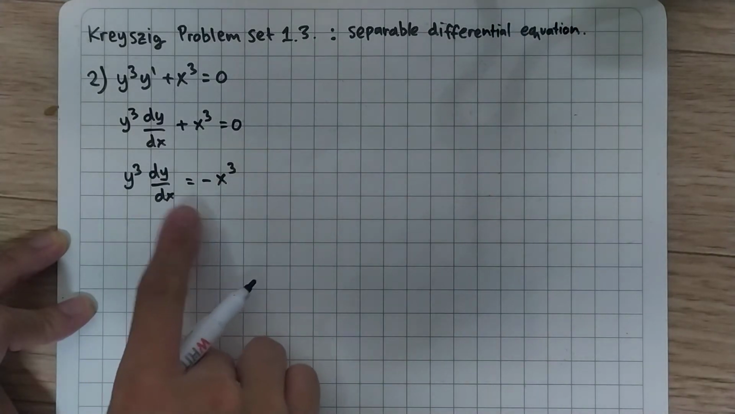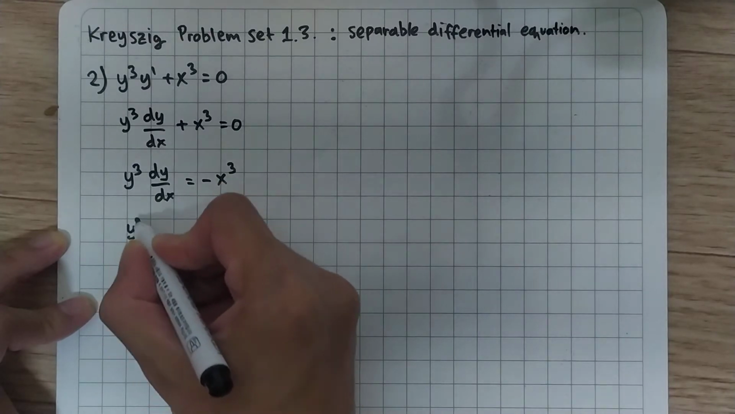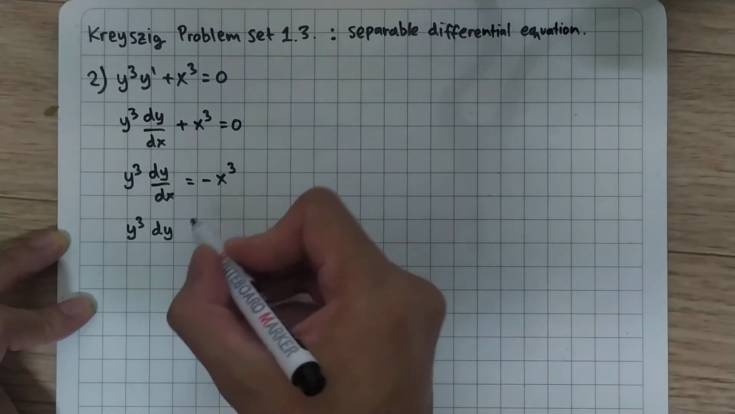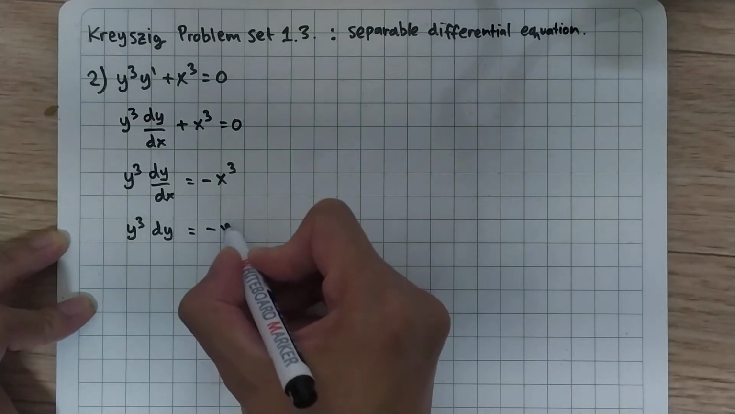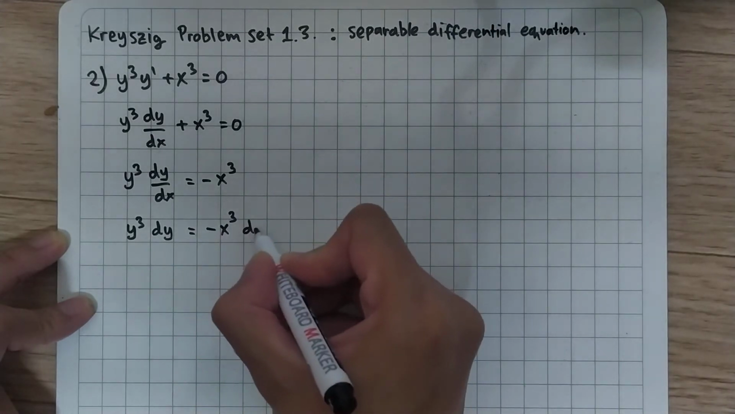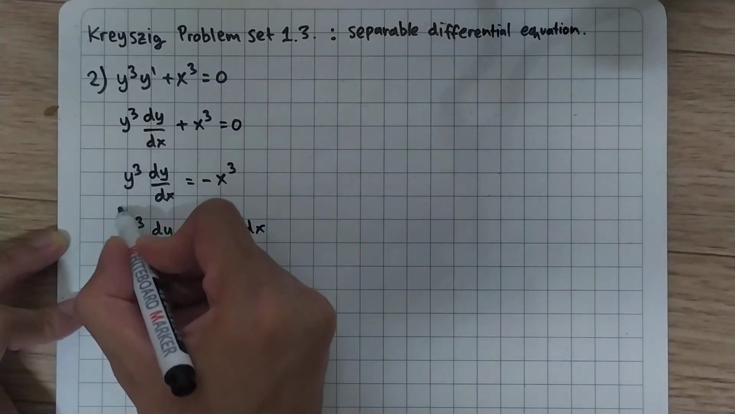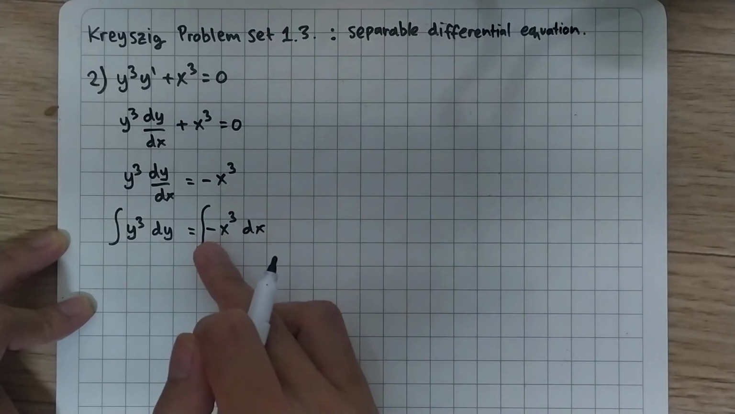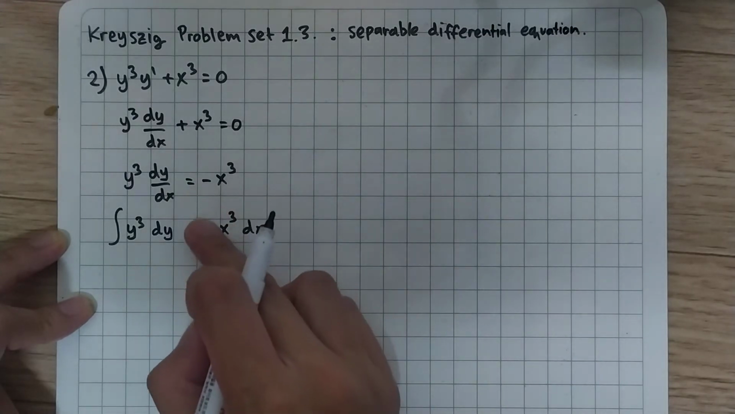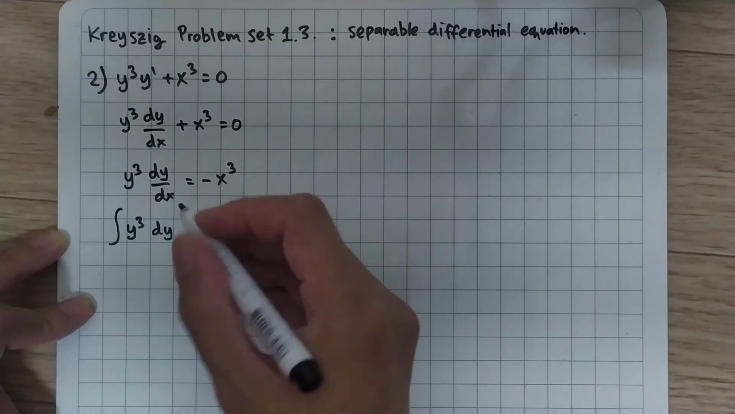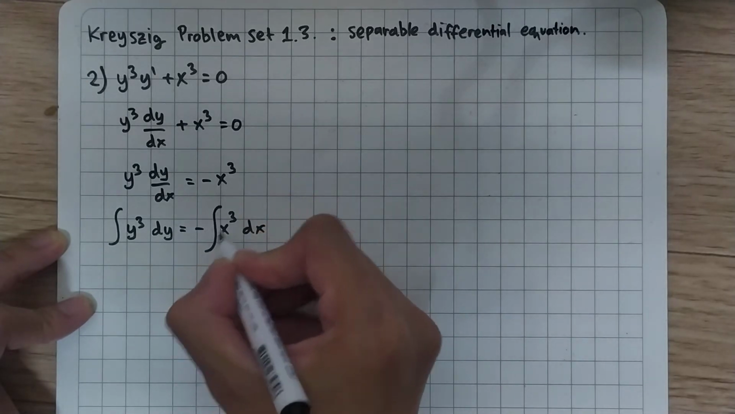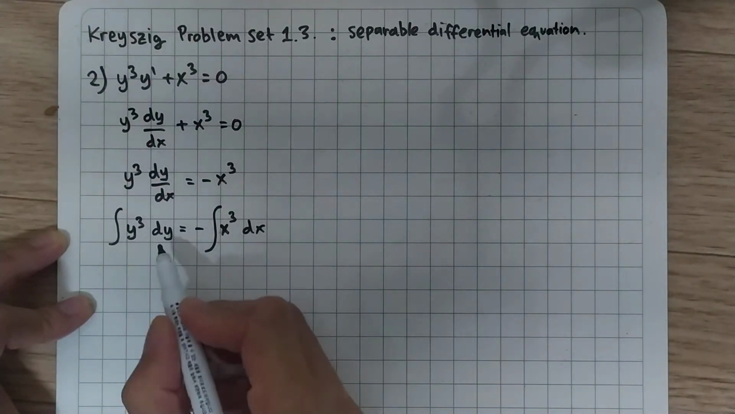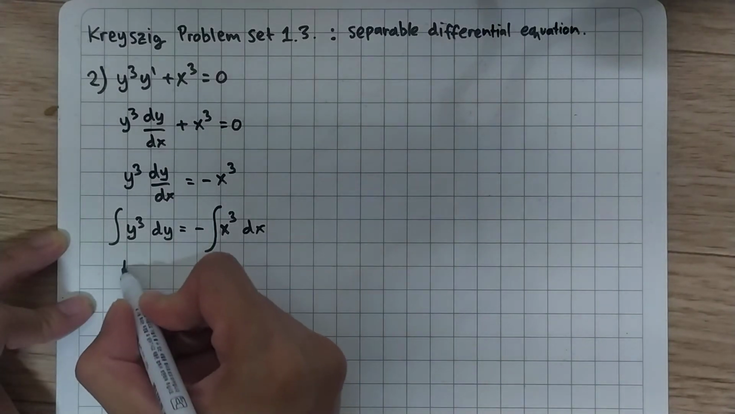Now we have dx here. We can multiply both sides by dx. So we will have y to the third power dy is equal to minus x to the third power dx. Now we can integrate both sides here and here, because we can take out the minus sign. So I will rewrite this as minus integral x to the third power dx. Okay, now we can integrate this easily.